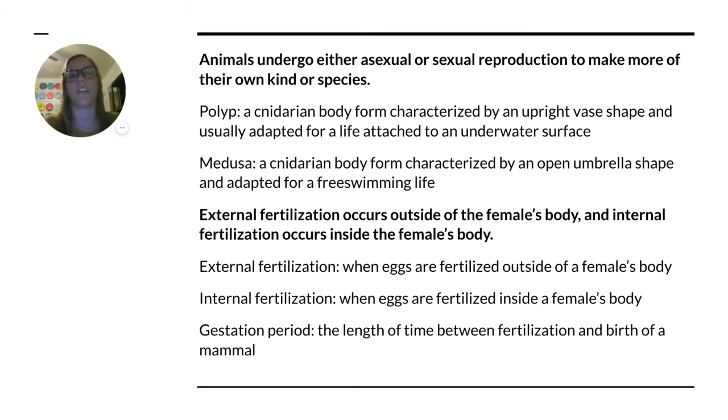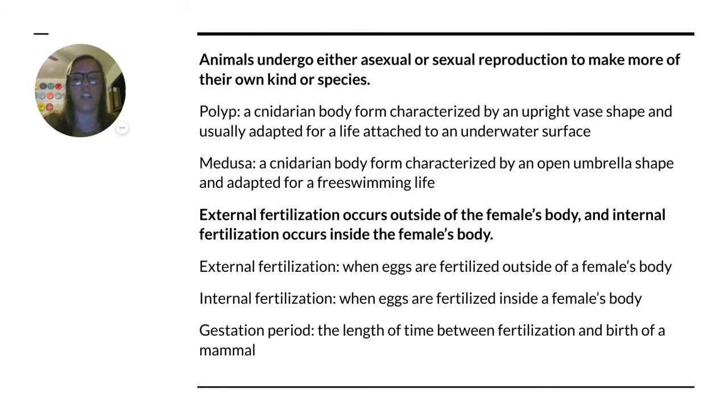So animals undergo either asexual or sexual reproduction to make more of their own kind or species. A polyp is a cnidarian body form characterized by an upright vase shape and usually adapted for a life attached to an underwater surface. Medusa is a cnidarian body form characterized by an open umbrella shape and adapted for a free swimming life.